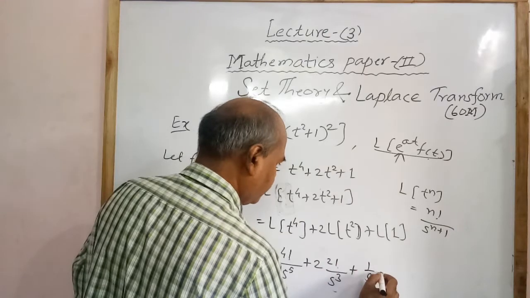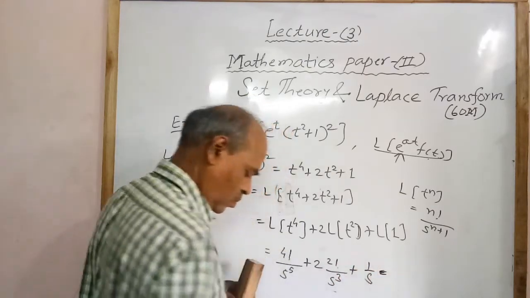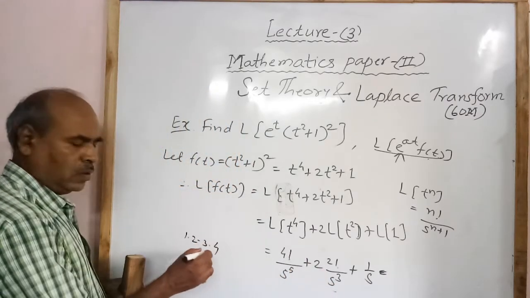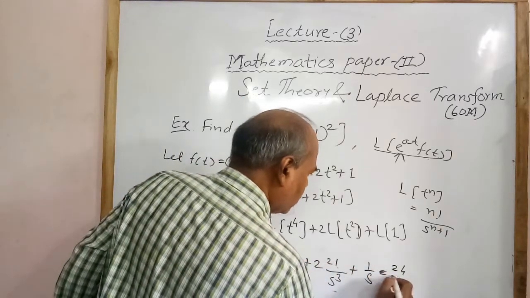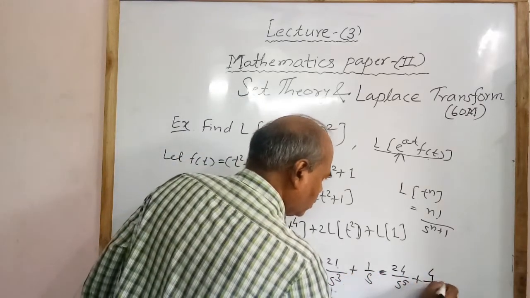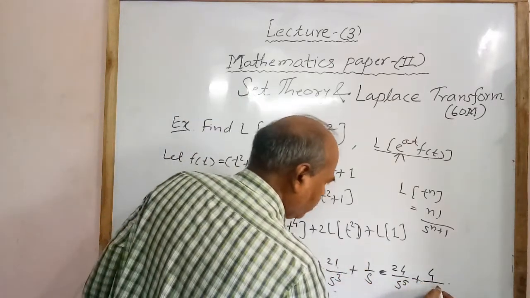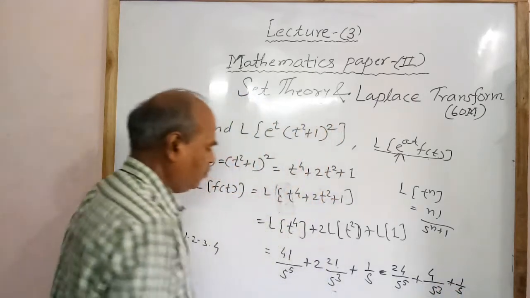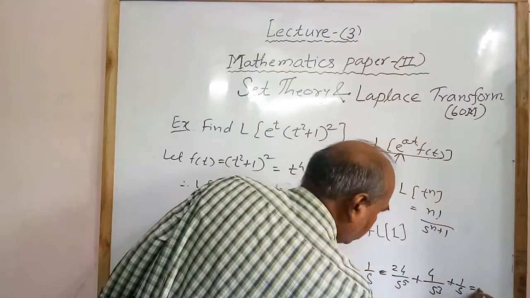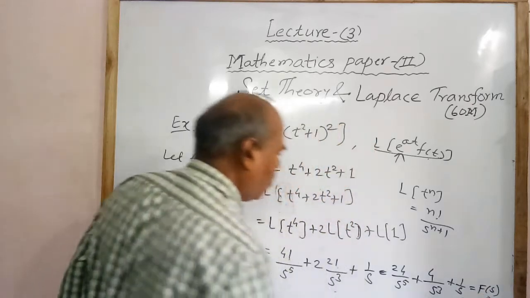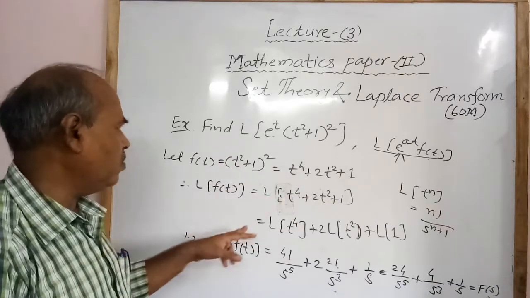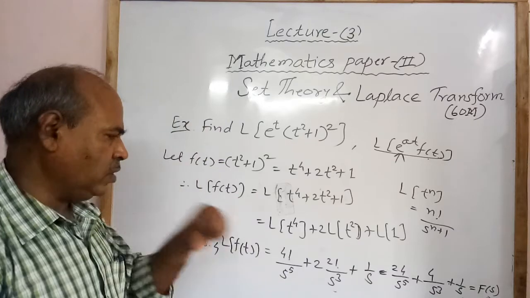Now 4 factorial, we have 1 into 2 into 3 into 4, we have 24. Therefore, 24 divided by s to the power 5 plus 2 factorial means 2, so 4 divided by s cube, plus 1 by s. Now Laplace of f of t, we denote by F of s, therefore this is F of s. F of t means this function t square plus 1 whole square, therefore Laplace of t square plus 1 whole square is given by this, which is denoted by F of s.